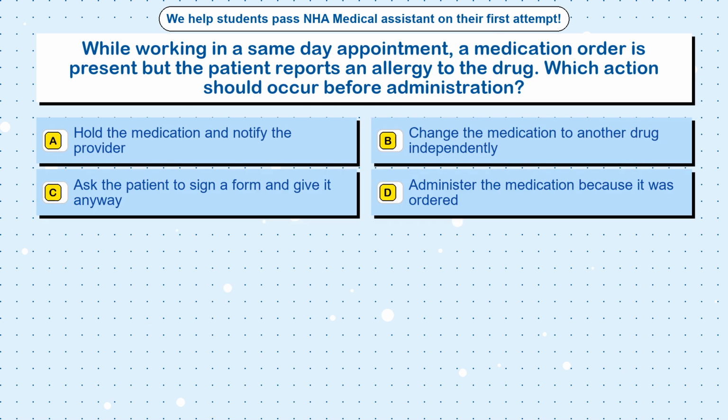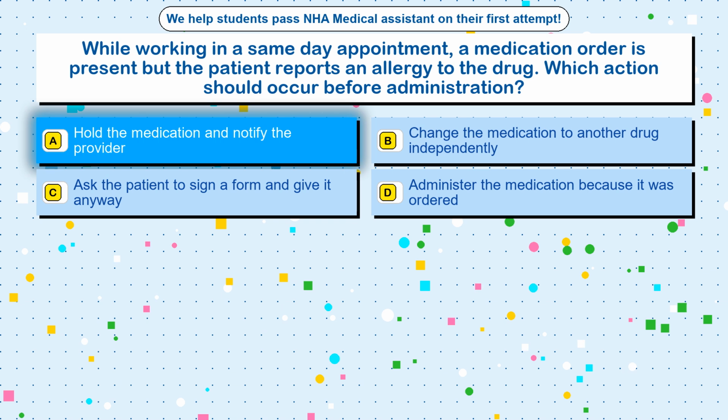Question 82. While working in a same-day appointment, a medication order is present but the patient reports an allergy to the drug. Which action should occur before administration? Option A, hold the medication and notify the provider. Option B, change the medication to another drug independently. Option C, ask the patient to sign a form and give it anyway. Option D, administer the medication because it was ordered. The correct answer is option A, hold the medication and notify the provider.